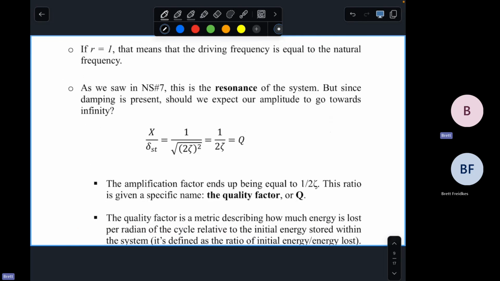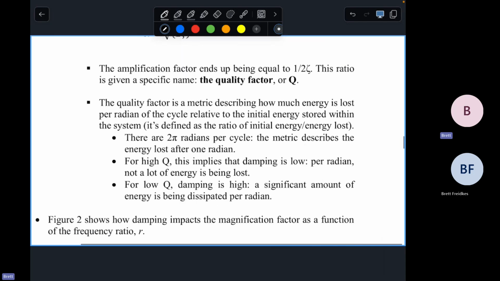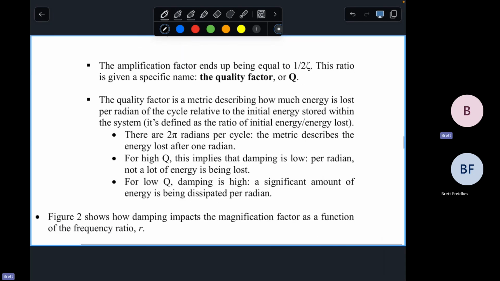Let's talk a little bit about this here, where I say it's a metric describing how much energy is lost based on the initial energy stored in the system. I don't even want to go into detail with the periods, but the moral of the story is that if I have 1 over 2 zeta, if Q is high, what is zeta? Low. If Q is low, zeta has to be high. Is that okay?